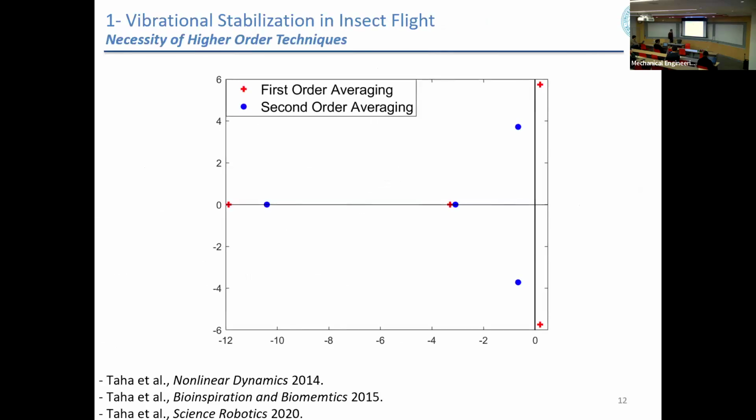And this is what we did. So these are the eigenvalues of the system I showed at the beginning. The red crosses are the first order averaging. You see two eigenvalues in the right half plane, indicating instability. But when you account for higher order terms, remember, these are zero mean signals. They are zero mean signals. You might think they do not have an impact.